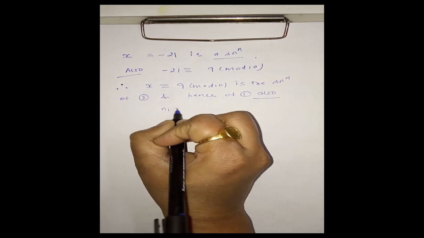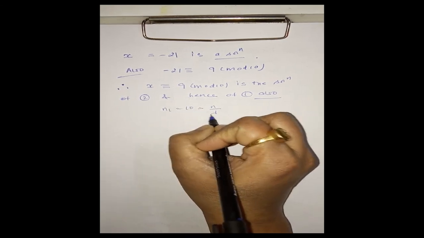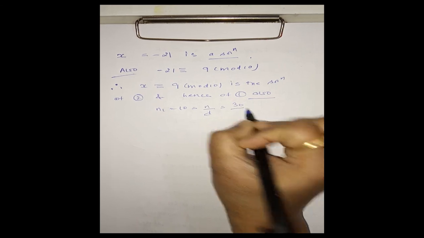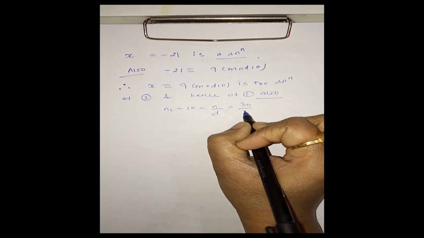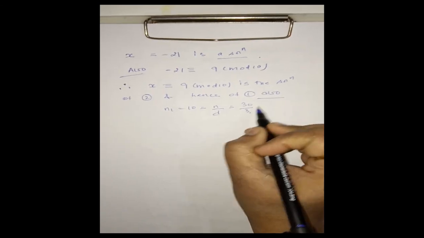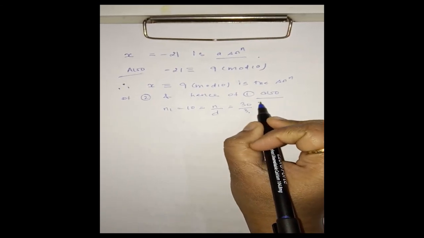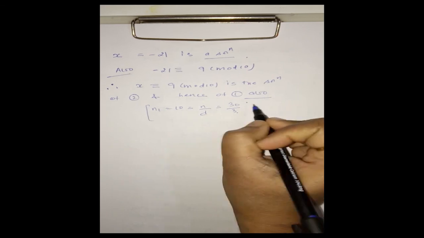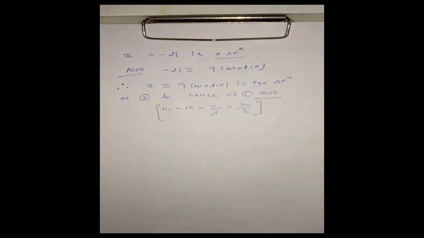Here, n1 is 10, which is n by d. n was 30 and d was 3. One second, I can again check. The GCD was 3 and n is 30, that is 30 by 3, that is 10. This is the unique solution modulo n1.